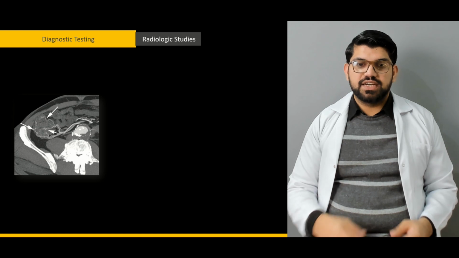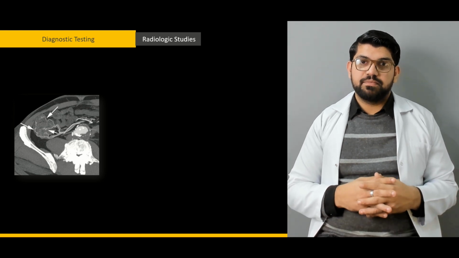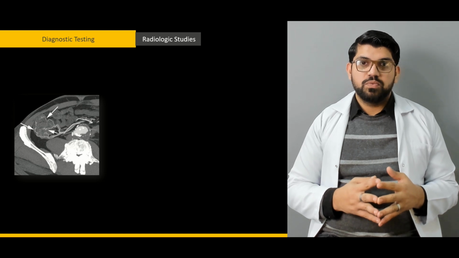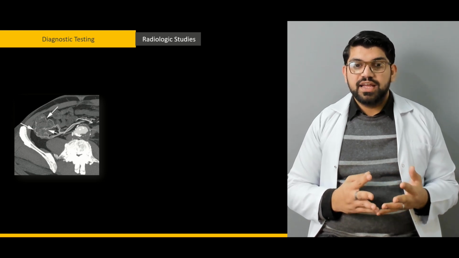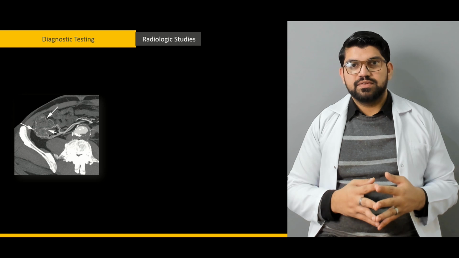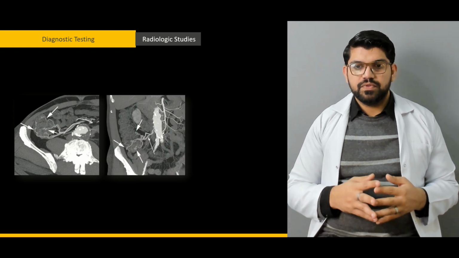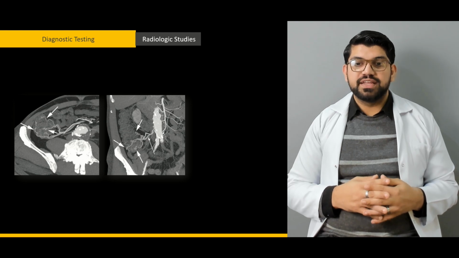So radiological studies: as you can see in this diagram, this is a scan with contrast. What you can see are abnormal bleeding sites. The arrow shows the bleeding sites. Again, abnormal bleeding sites in the GI tract.